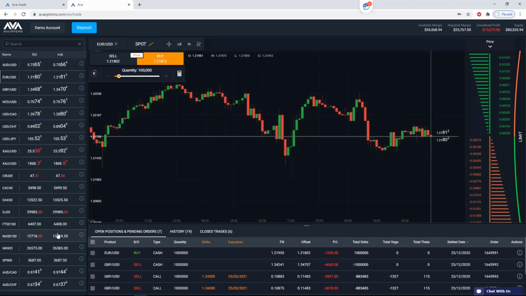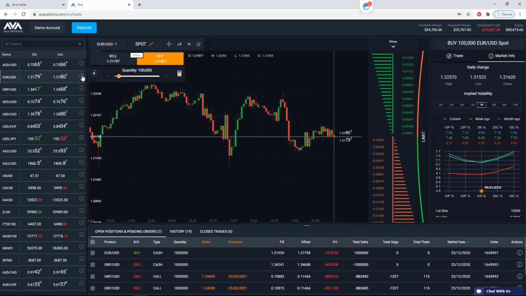If you want to know the leverage and other terms of trading any product, just click the I, the information button. And on the right side of the screen, you can see market information, which includes the high, low, and close, previous close. We have implied volatility charts, which you might recognize from the mobile app. It looks exactly the same.